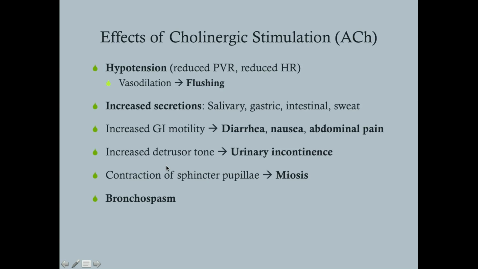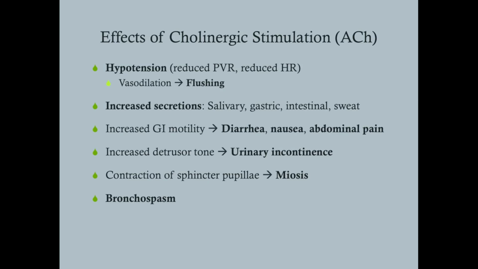There's going to be increased tone of the detrusor muscle of the bladder, which is going to make it easier for you to urinate, but it can come to the point where if you have toxicity, the detrusor can become somewhat spasmodic, and so you can get urinary incontinence. This can be a good thing, though, if you're dealing with a patient with a neurogenic bladder or difficulty urinating. You can help them urinate using a cholinergic agonist.